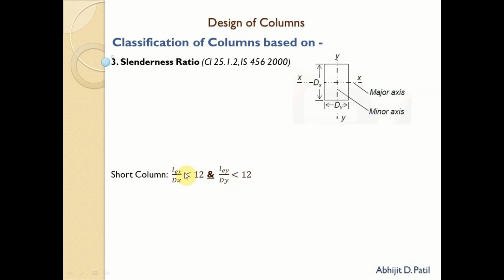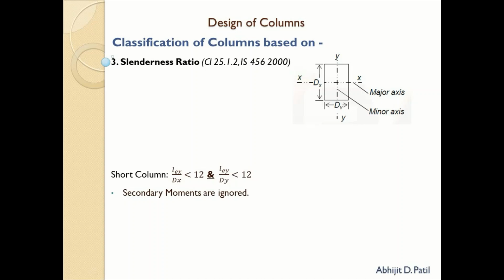So what is L effective? Again, in the next part of this lecture, we are going to cover that. So don't worry about that right now. Just remember, if this ratio is less than 12, it will be a short column. Both these ratios, in both directions, should come less than 12.